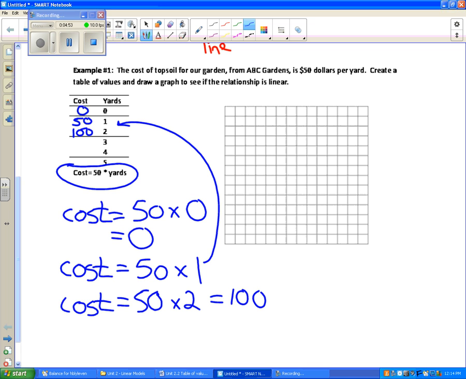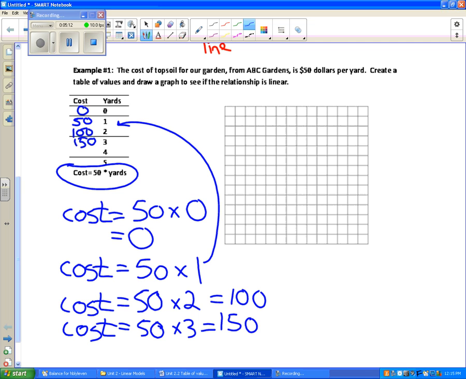If I keep going down and I say cost equals 50 times 3, so I want to get 3 yards, it's going to be 150. And I'm going to put that in my table of values. And I'm going to complete this. Hopefully I've got enough space. Let me see if I've got some space over here.